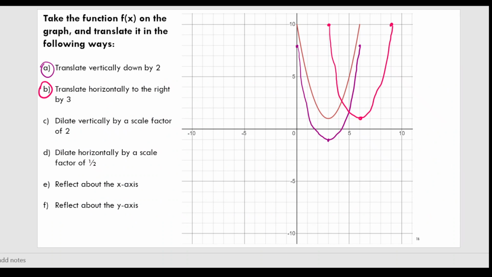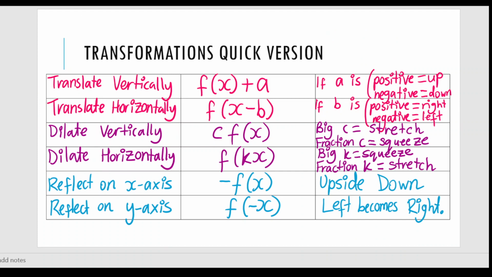Okay, so dilating vertically by a scale factor of 2. Let's have a look at what this means. If we dilate vertically by a scale factor of 2, we have a scale factor that is not a fraction, it's a big C, so we are stretching this. And we can see that the scale factor C, which is 2 in our case, is just timesing everything in our function in the y direction by whatever that is.